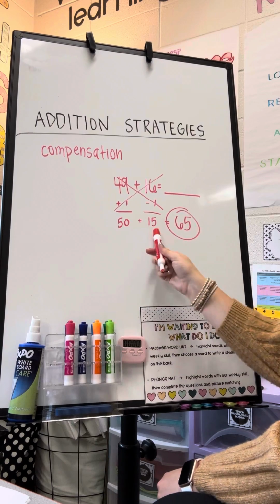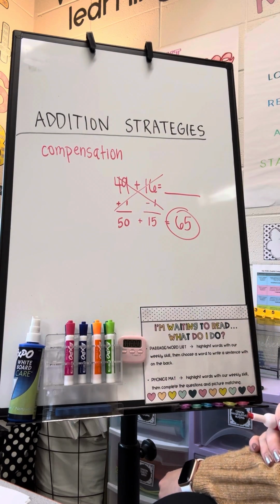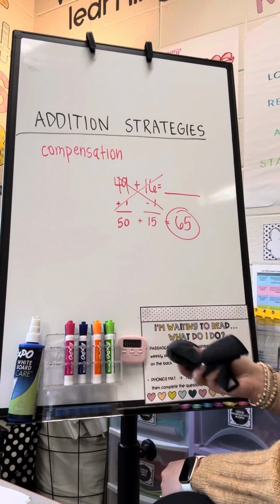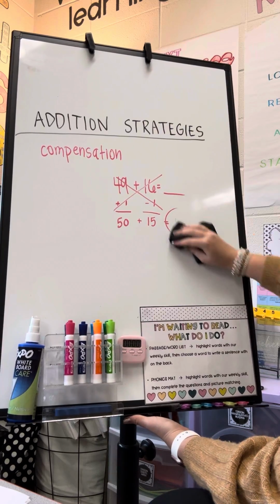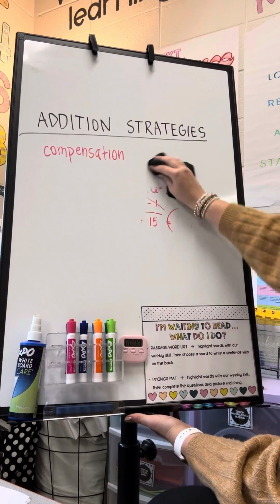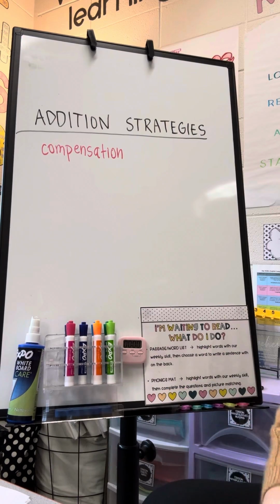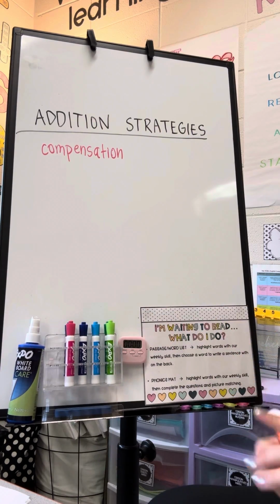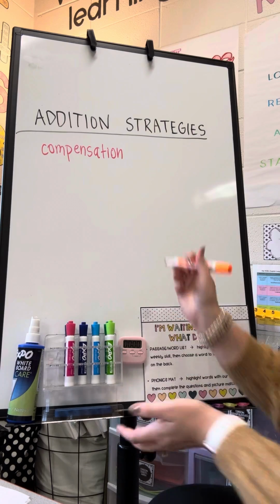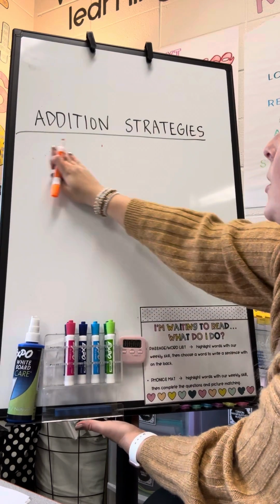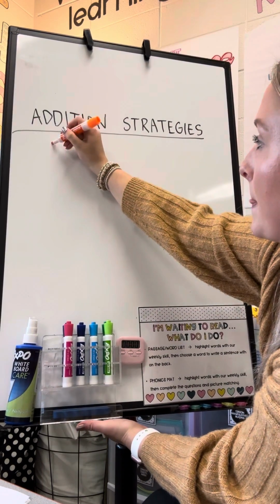It makes the numbers a little bit cleaner, a little bit easier and friendlier to work with. So compensation is just making numbers easier to add by compensating, taking something from one number and giving it to the other to get it to a friendly tens number. And then that's a much simpler, cleaner equation. All right, our third strategy is partial sums.